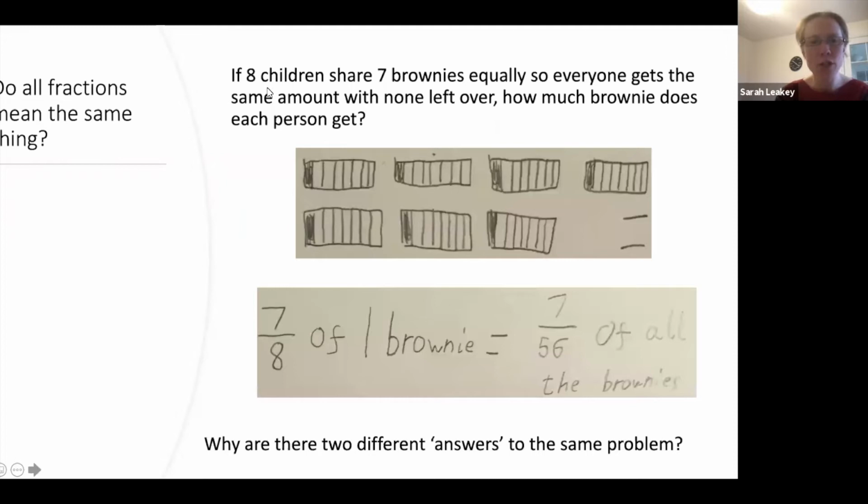We've got a similar equal sharing problem here. 8 children sharing 7 brownies. You can see the pupils working out here, and then they've described it. So they've described it as 7/8 of 1 brownie, that's one person's share, or 7/56 of all the brownies. So now this appears to be 2 different answers, and these are not equivalent fractions. So 2 different answers to the same problem. So how is that possible?